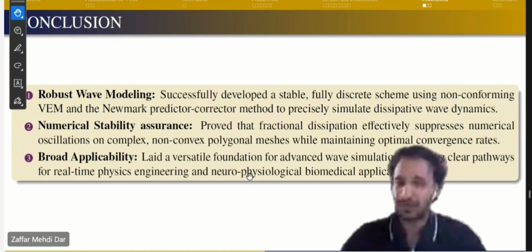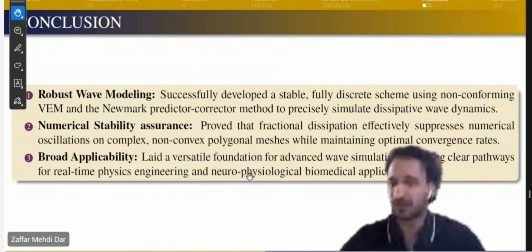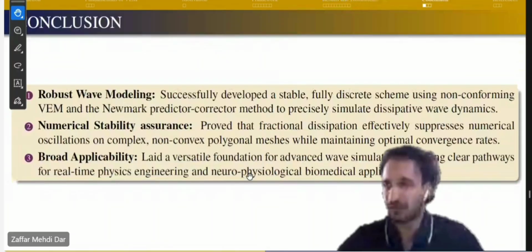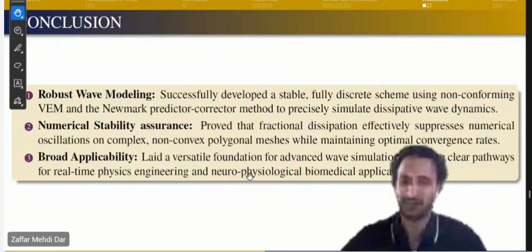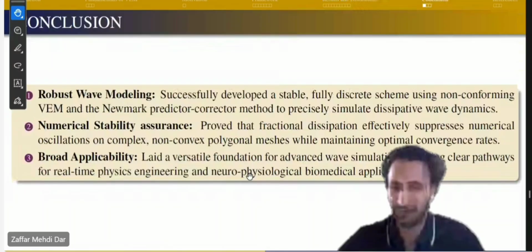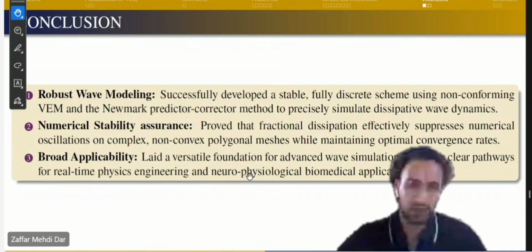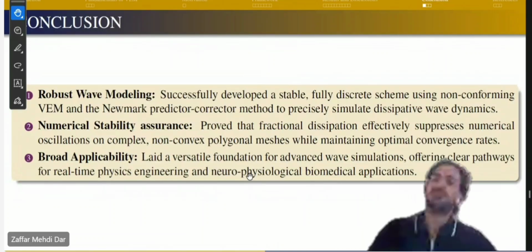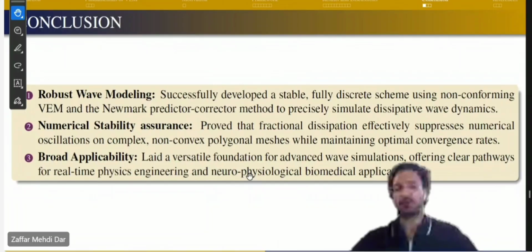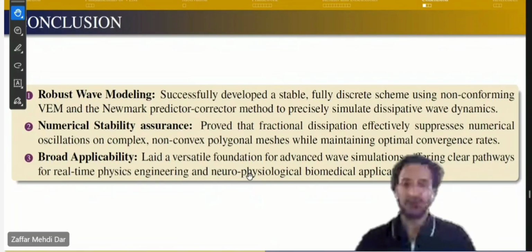Now, in conclusion, we have a robust wave model, which can take non-ideal as well as ideal values of dissipation. We have numerical stability that is assured by the virtual element method. We are going to get the optimal convergence over different sets of meshes. We can take regular Voronoi meshes, we can take non-convex polygonal meshes, and it can still maintain the optimal convergence rates. And the applicability in biomedical phenomena such as epileptic seizure propagation is one of the studies we are currently doing.